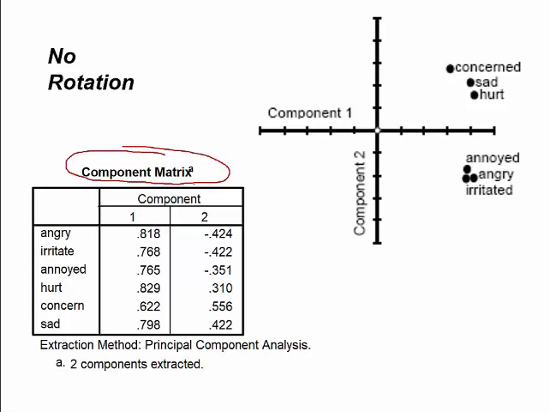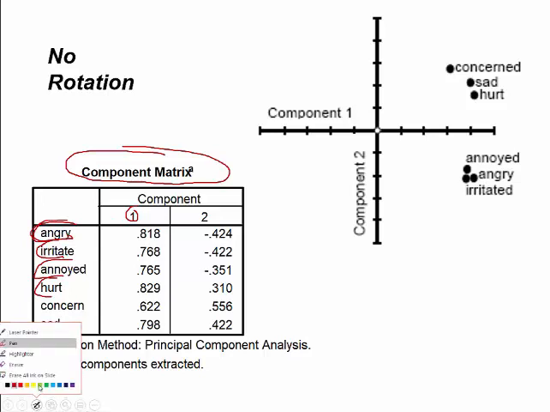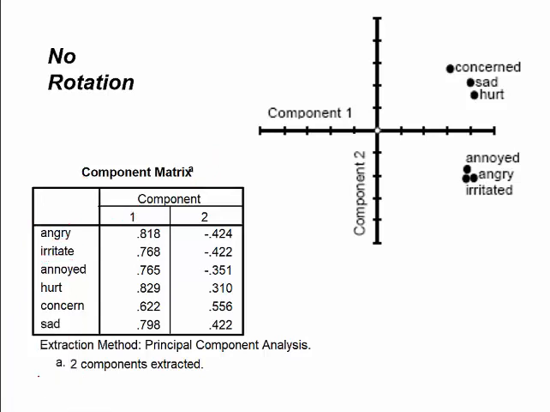This would be the same thing as the pattern matrix or the structure matrix. Both of them are going to be the same thing. The pattern matrix, if we use each component or factor score to predict each item, and the beta weight for that, the standardized beta weight, if I use each component or factor to predict each item, is what I would get from the pattern matrix. Or the structure matrix is the correlation between each component or each factor and each item. And in this case, both the pattern matrix and the structure matrix are the same thing.